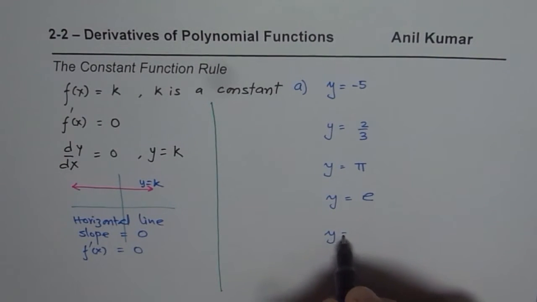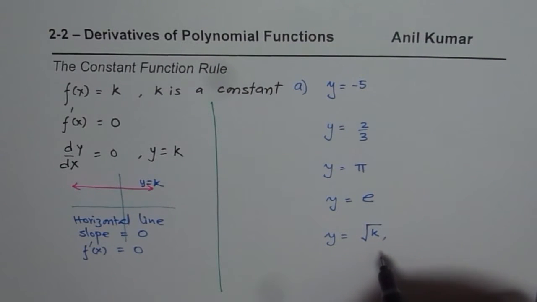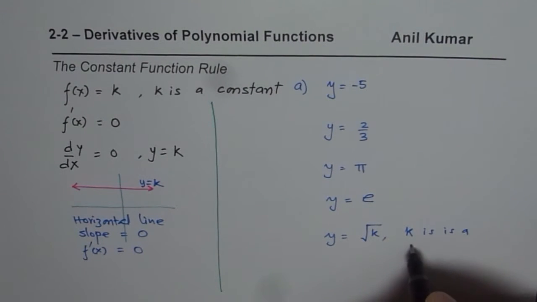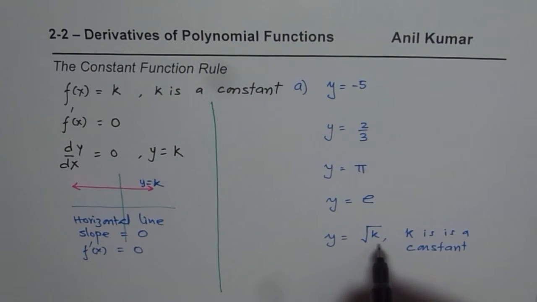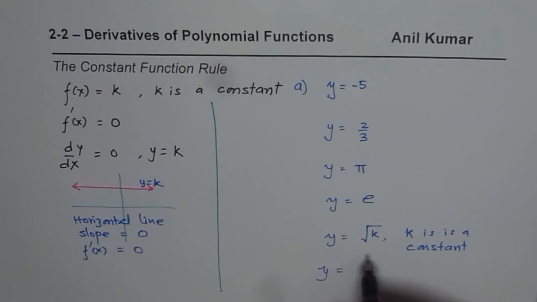I could also write y equals square root of k, where k is a constant. Then what is going to be my derivative? These questions could be tricky at times. So we could have y equals, let us say, e plus pi to the power of 2. So these are numbers. Approximately you can write their values and round your answer to 1 or 2 decimal places as required. But remember, all of them are constants. And so what is the solution of y dash?